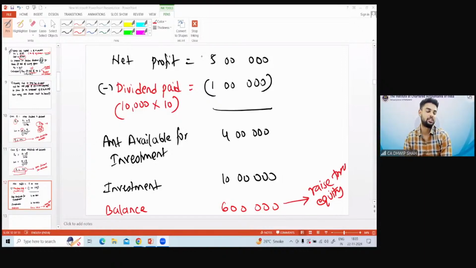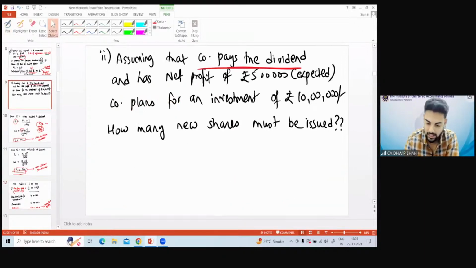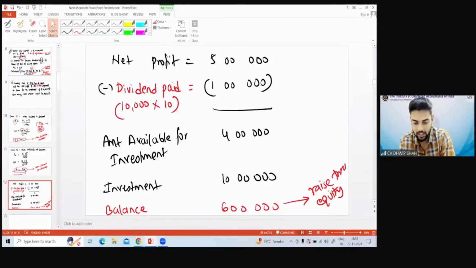No. The question will mention it. Here I have specifically written that assuming the company pays the dividend. So if there is no dividend to be paid, then the question will mention that as well: assuming the company does not pay the dividend. You have to read the question.